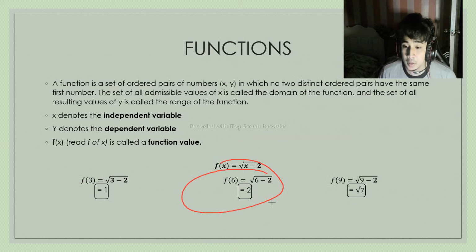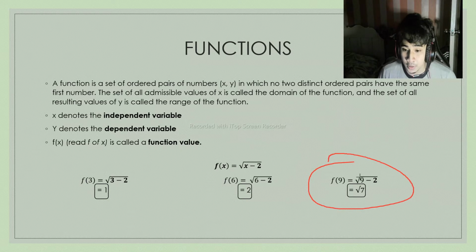Same method dito lang sa f of 6. We substitute 6 for the value of x. So, 6 minus 2 is 4. Square root of 4 is 2. Same lang rin dito. Same method. Substitute value 9 to the value of x. So, 9 minus 2 is 7. So, our final answer is square root of 7.